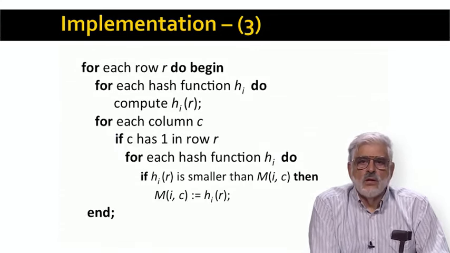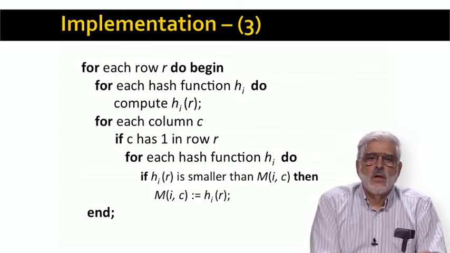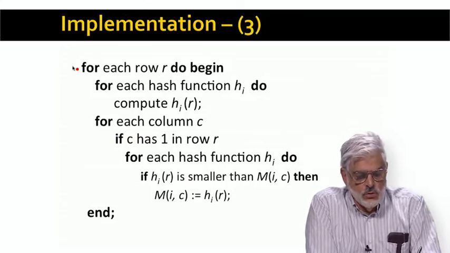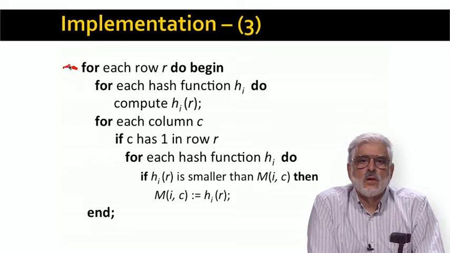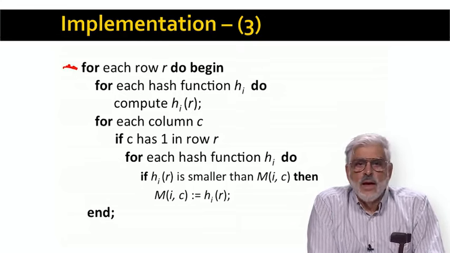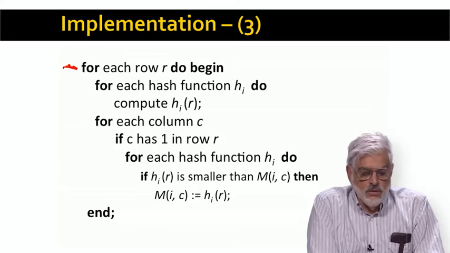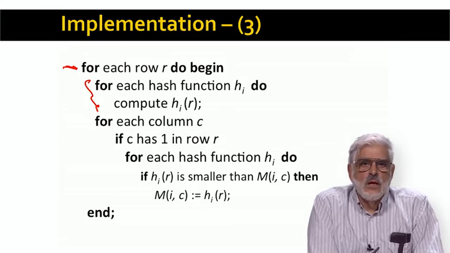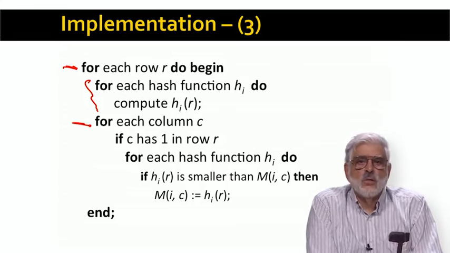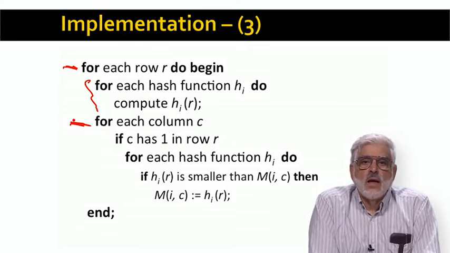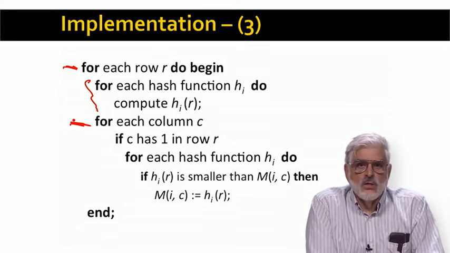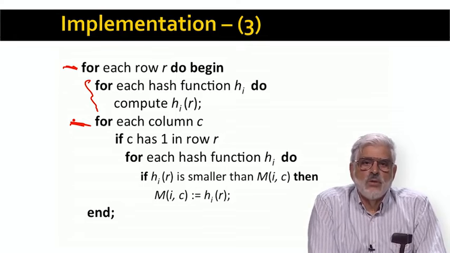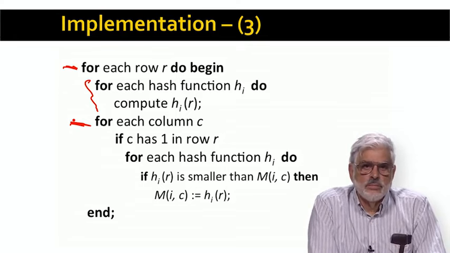So here's the algorithm in a nutshell. The outer loop is on the rows. For each row R, the first thing we do is compute each of the perhaps 100 hash values h sub i of r. That's this. Then we loop over all the columns C, and if column C does not have a 1 in row R, then we do nothing for R and C.